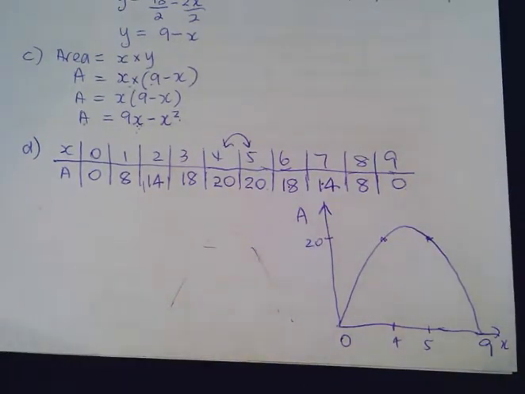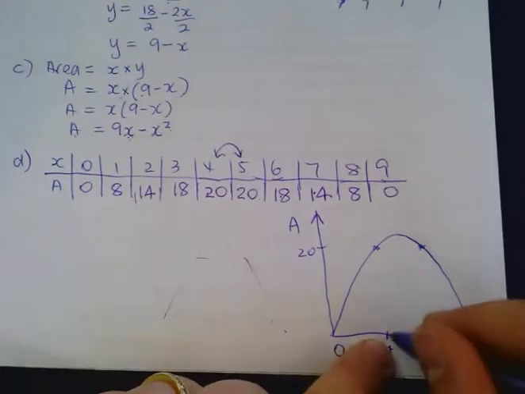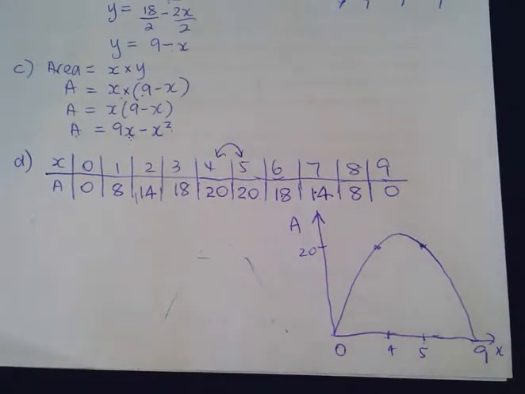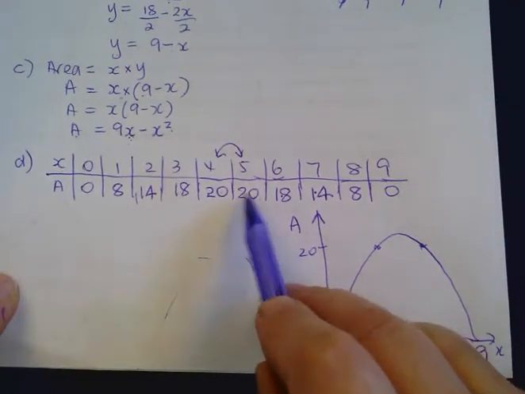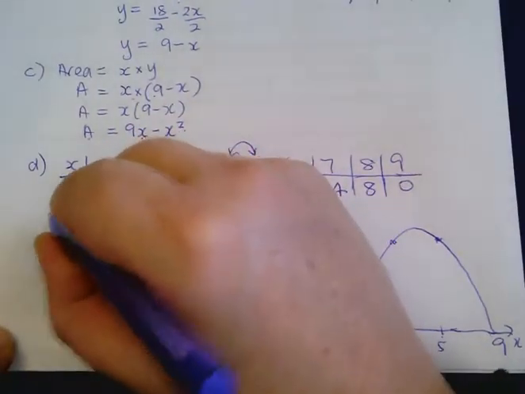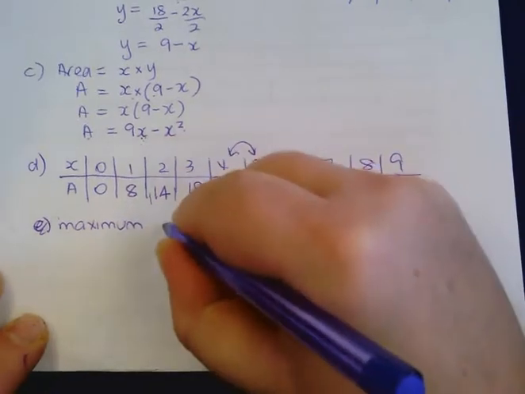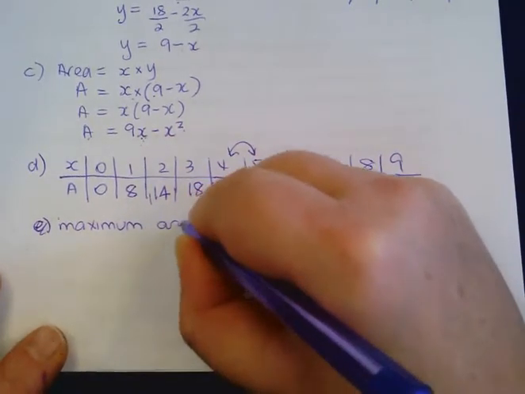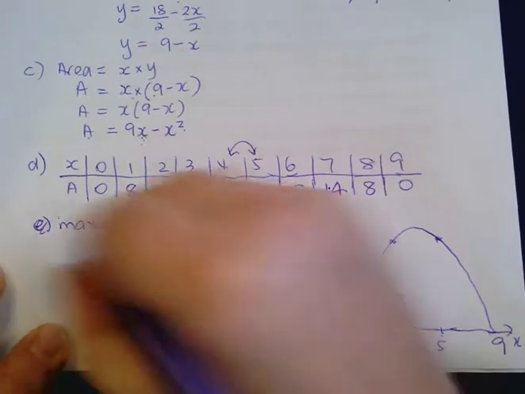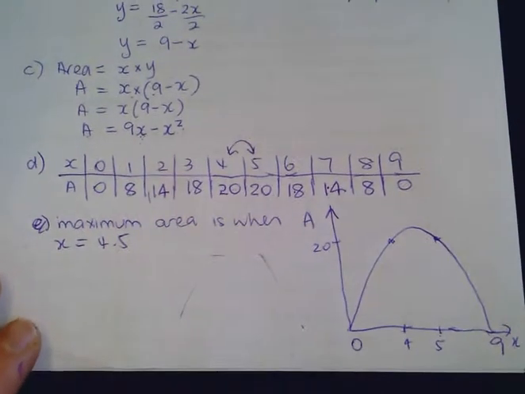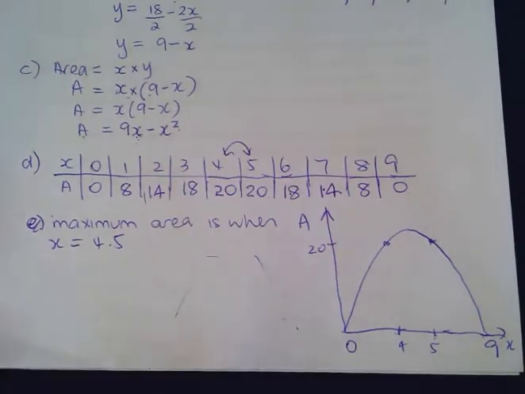20 is not the maximum area. It lies between the value of 4 and 5 for x. Do you get that? Where you see two same values in the table, that is not the maximum. So the maximum area is when x equals 4.5. Are we okay with this? You can't have two same values. There is one single value in between. It's probably only about 21 or 22 as well.